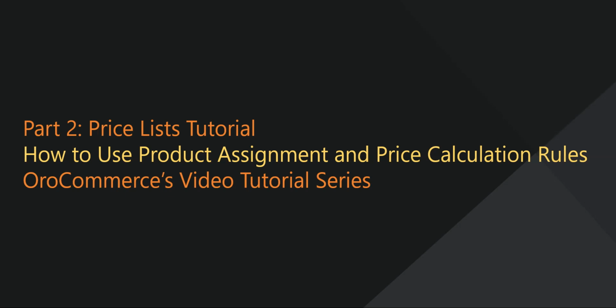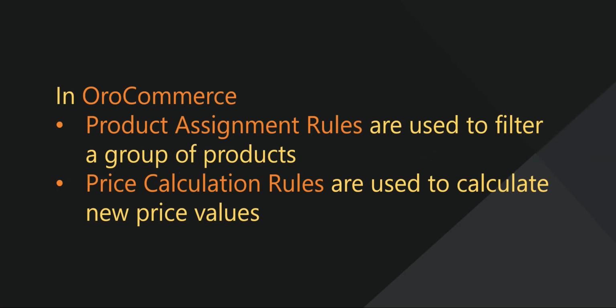In OroCommerce, product assignment rules and price calculation rules are used to filter a group of products and calculate new price values. When using product assignment rules, you can filter products into a new price list, and with price calculation rules, you can specify conditions and expressions to calculate new price values and apply them to your filtered list of products.